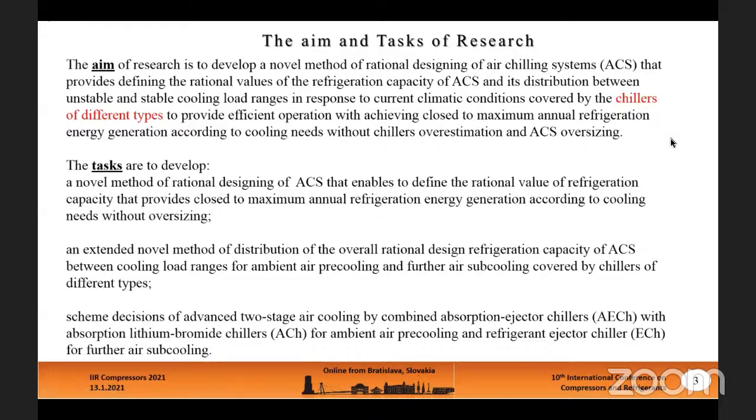The tasks of the research are to develop a novel method of rational designing of air chilling systems that enables us to define the rational value of refrigeration capacity that provides close to maximum annual refrigeration energy generation according to cooling needs without oversizing; to develop an extended novel method of distribution of the overall rational design refrigeration capacity between cooling load ranges for ambient air pre-cooling and further air subcooling covered by chillers of different types; and to develop the scheme decisions of advanced two-stage air cooling by a combined absorption ejector chiller.